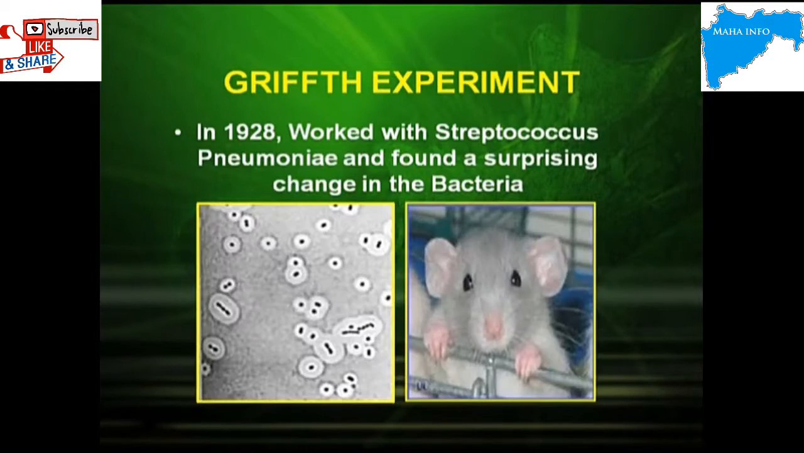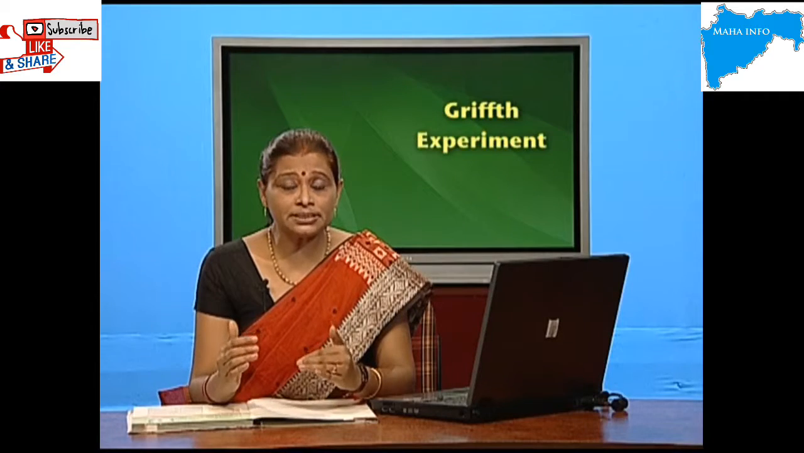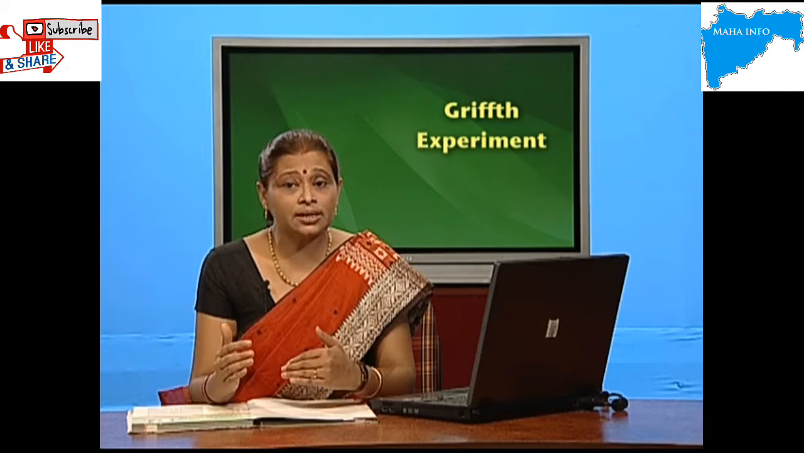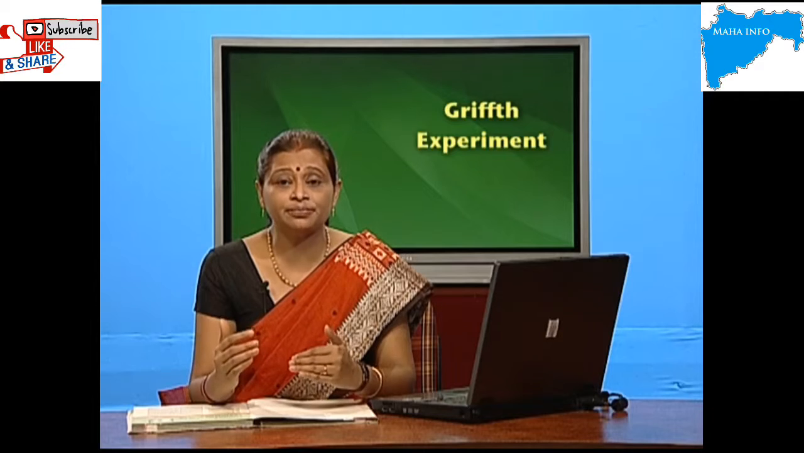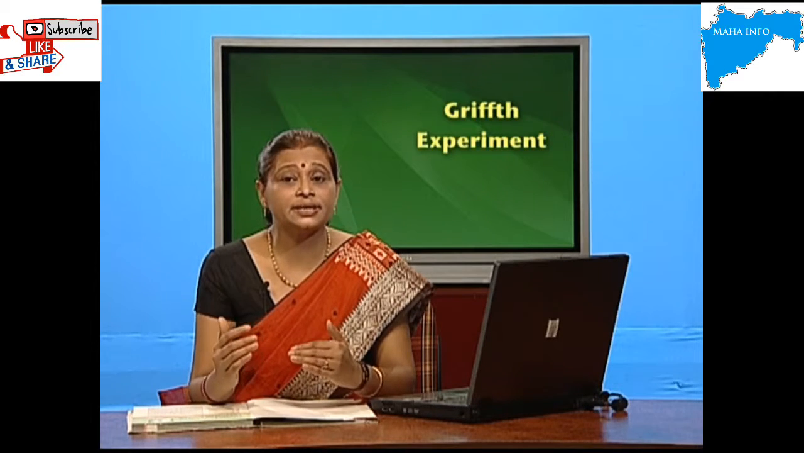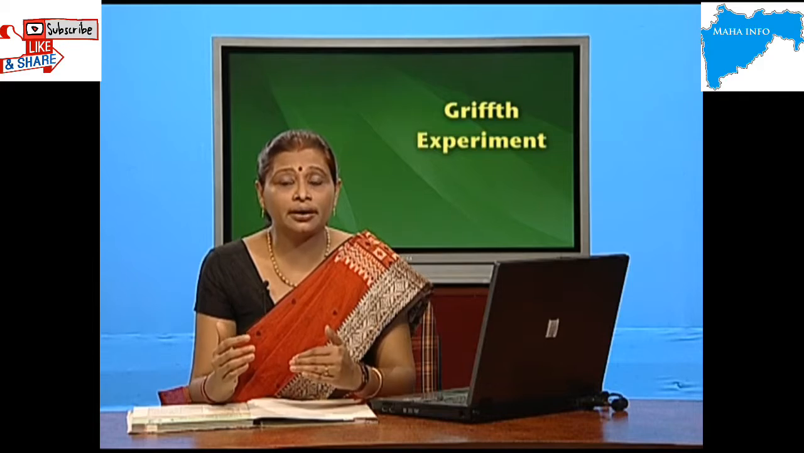The first experiment that was performed in the search for genetic material was by Griffith. In 1928, he worked on the bacteria Streptococcus pneumoniae that causes pneumonia in rats. Now, while he was experimenting with these bacteria, he found a surprising change in them. Streptococcus pneumoniae occurs in two forms. The one is the S strain, which is called the smooth strain, and the other one is the R strain, which we call the rough strain.